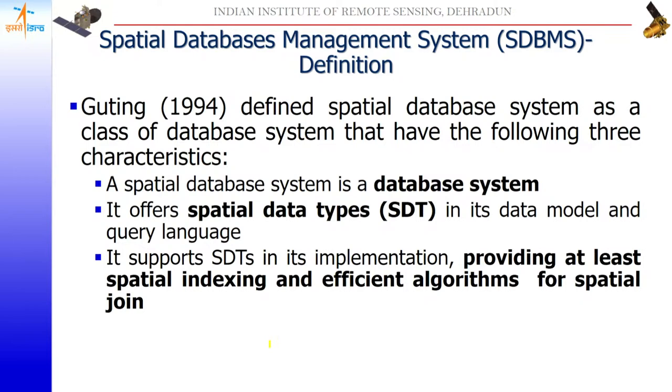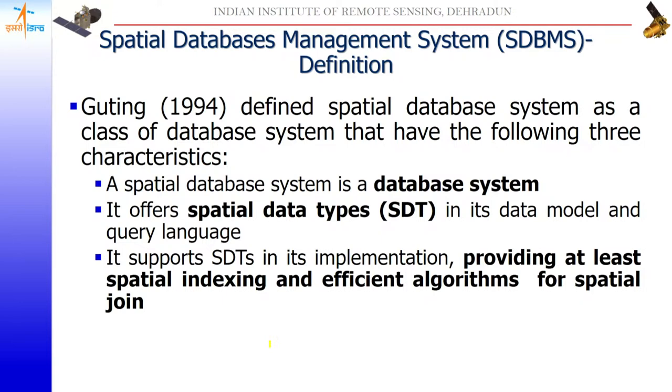Further, it also provides support for spatial data types in its data model and also in the query language, which means a traditional database system will only allow us to store basic types like number, text, date, and so on. But in a spatial database, we can also store spatial data like points, lines, and polygons.